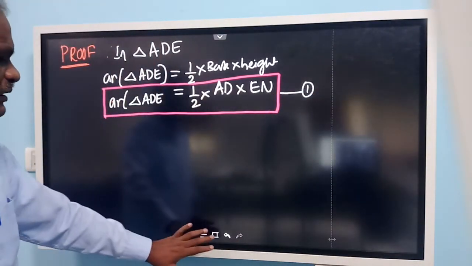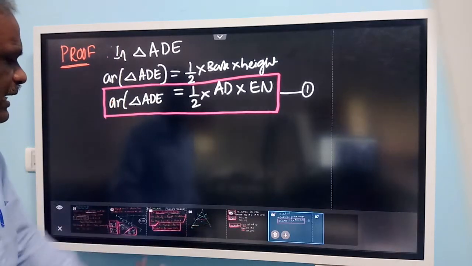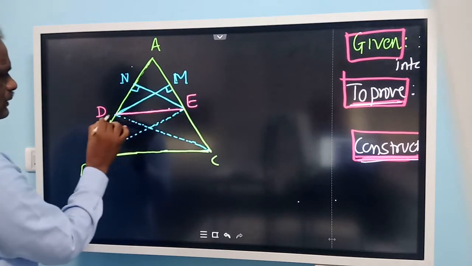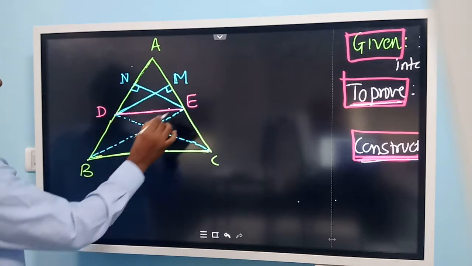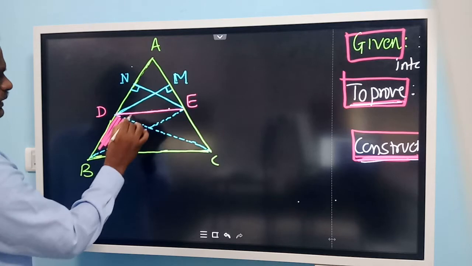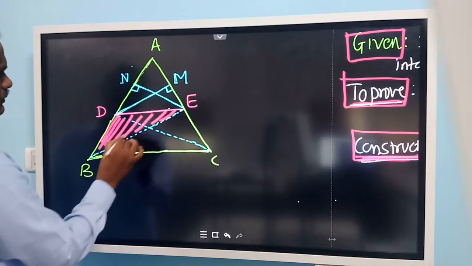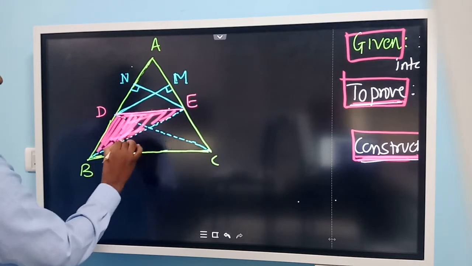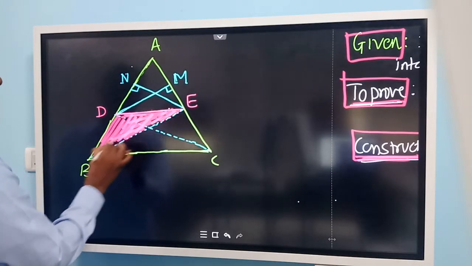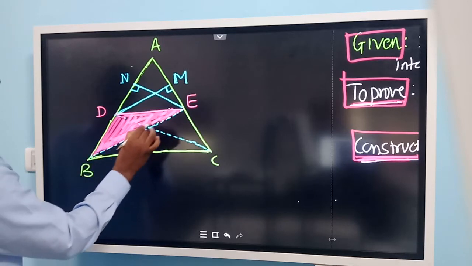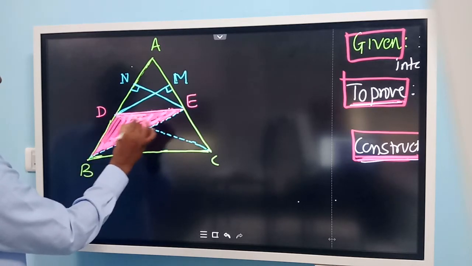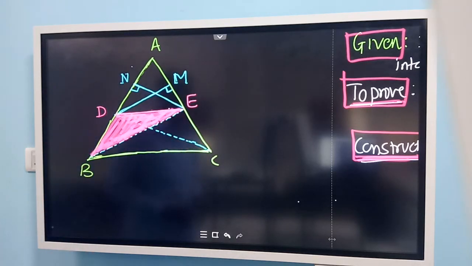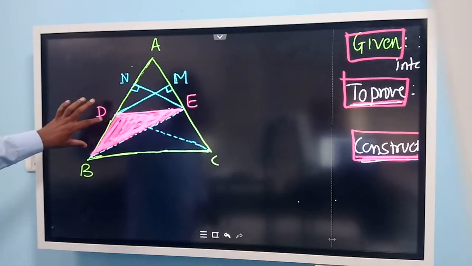Similarly, now come to this another triangle. Look at this triangle. So I will shade this one. So this triangle, you see what is the area of this triangle? Can you tell me what is the area of this triangle now? Half into base into height.